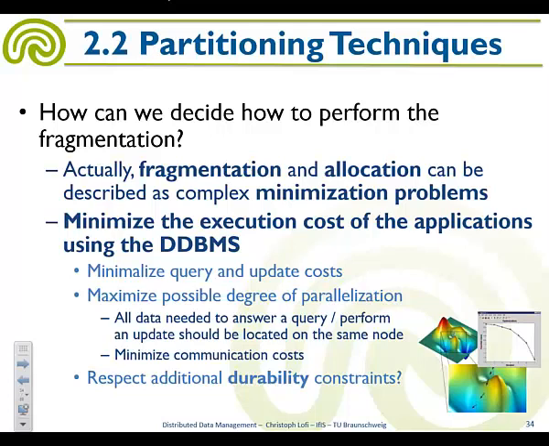Good. Maybe we should do 5 minutes of break here, or 10. 10 is good, right? 10 minutes. Then we go on with partitioning techniques.